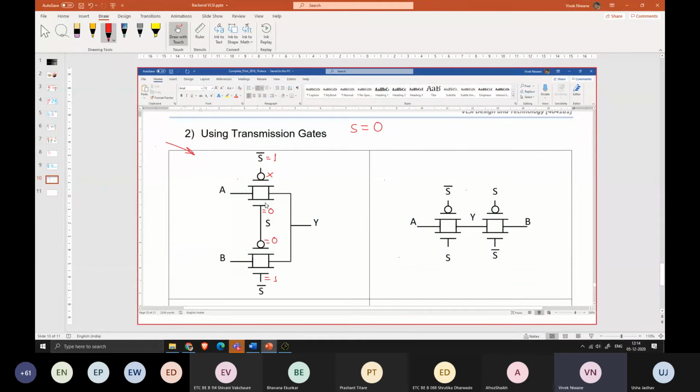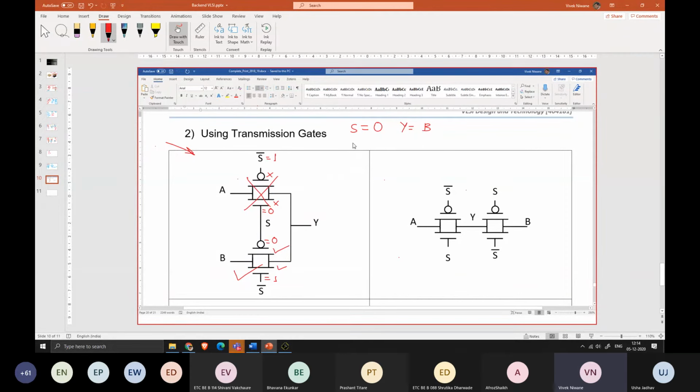0 is connected to the gate terminal of this NMOS, so this NMOS is off. In turn, this complete transmission gate is off. 0 is connected to the gate terminal of this PMOS, so this PMOS is on. 1 is connected to the gate terminal of this NMOS, so this is on. Therefore, this complete transmission gate is on. So we can say that if S is equal to 0, Y is equal to B.